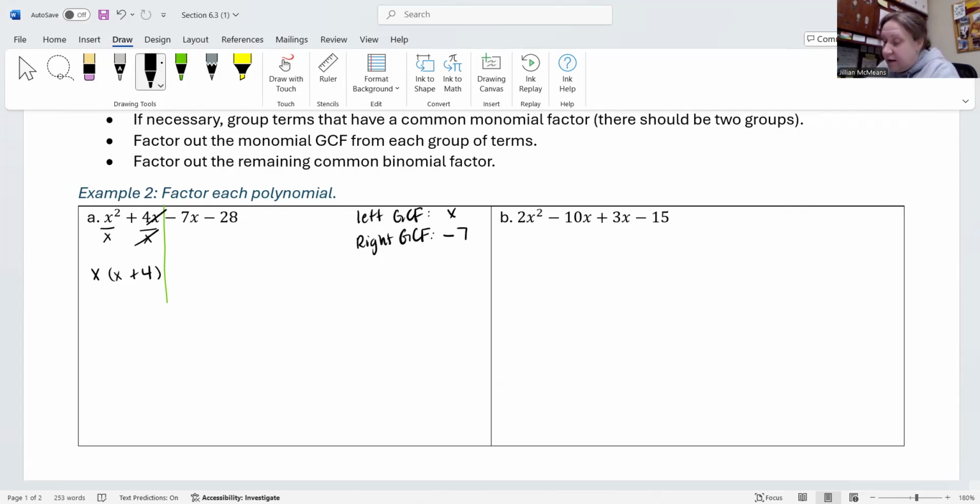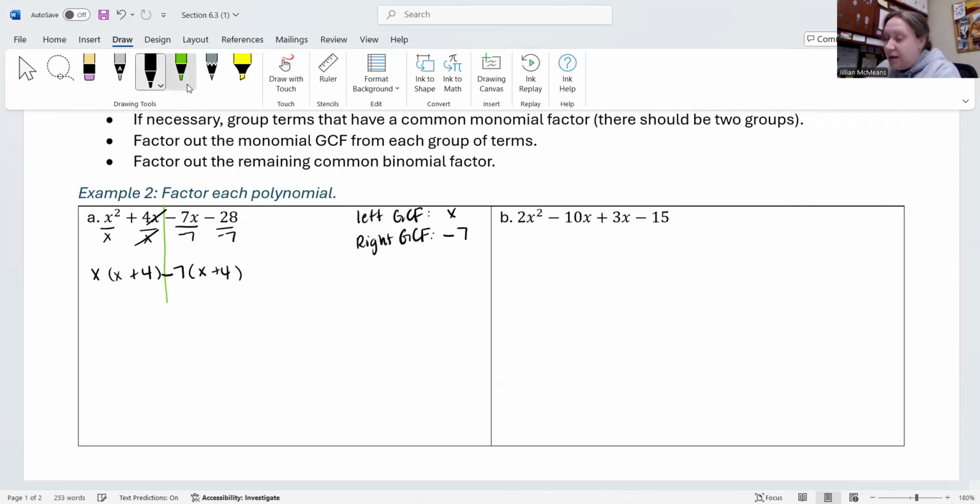So I'm going to write, I've got my x times x plus 4, and then I'm going to write minus 7, since my GCF is negative, and then a set of parentheses for my quotient. And then we divide both of these terms by negative 7. Well, negative 7 divided by negative 7 is just 1, leaving that 1x, so plain old x. And then negative 28 divided by negative 7 is 4.